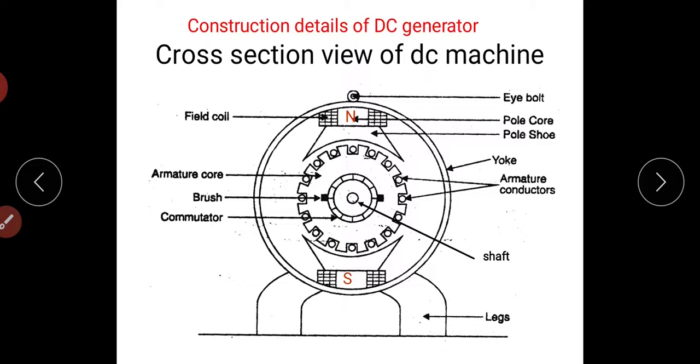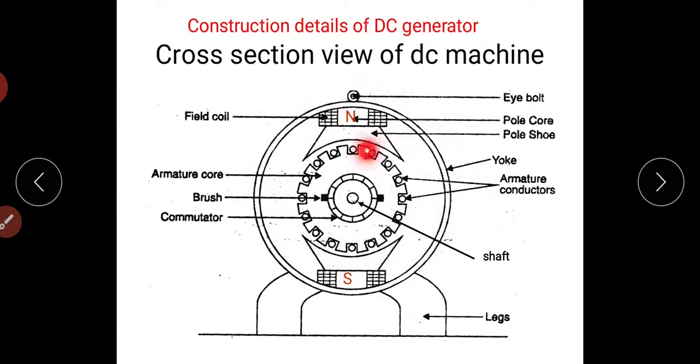This field system consists of three parts. First one, pole core: up to this box it is called the pole core. Next to this construction is called the pole shoe. Next one, this is the field winding. So pole core, pole shoe, and field winding. Next, this outer frame is called the yoke.